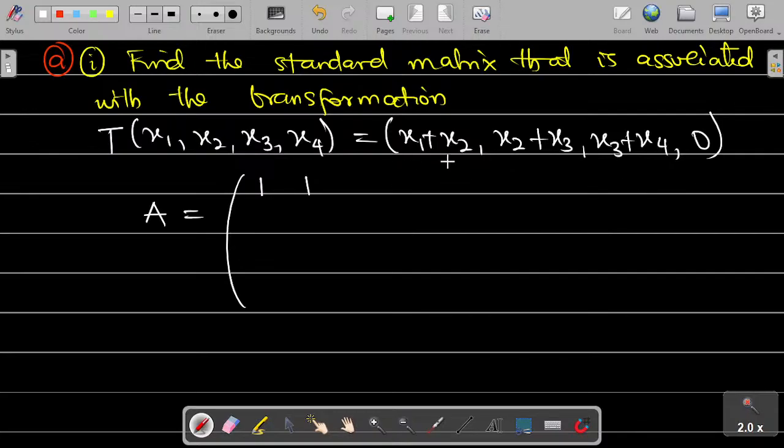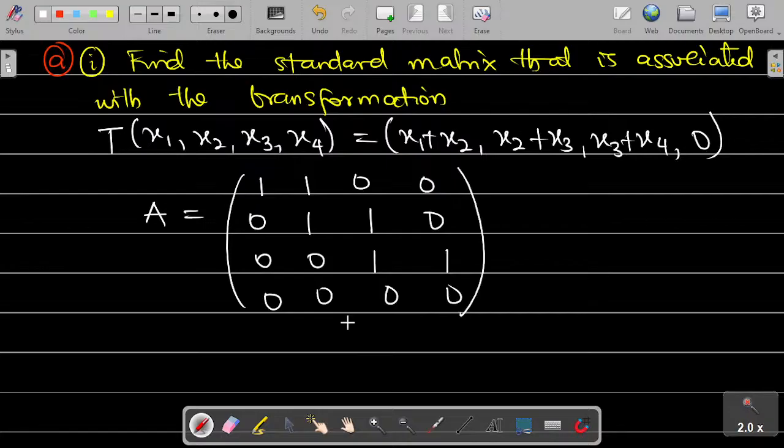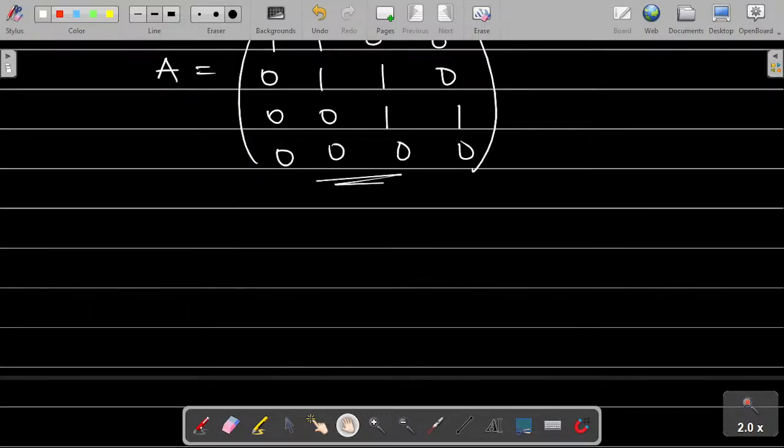The only difference is that in the first equation, the coefficient of x3 is 0 and that of x4 is 0. When you come to the second equation, the coefficient of x1 is 0, x2 is 1, x3 is 1, x4 is 0. For the third equation, x1 is 0, x2 is 0, then 1, 1. And the last one, you have zeros all through. And that is your standard matrix, the answer for 5a part I.